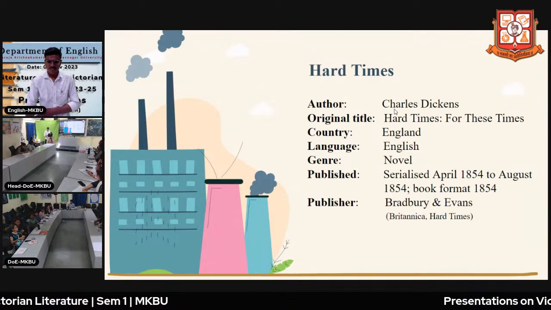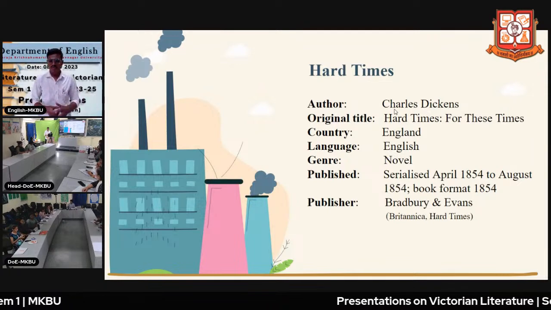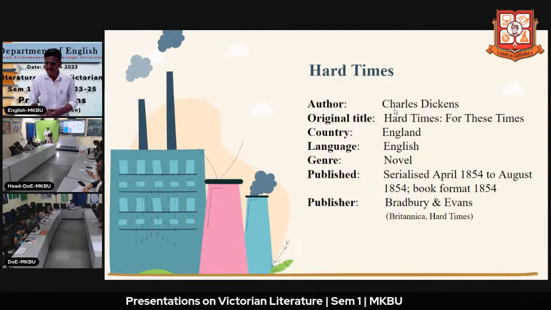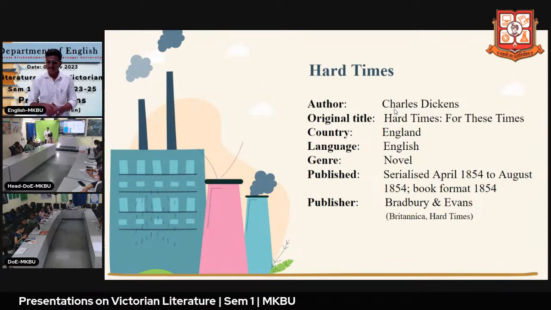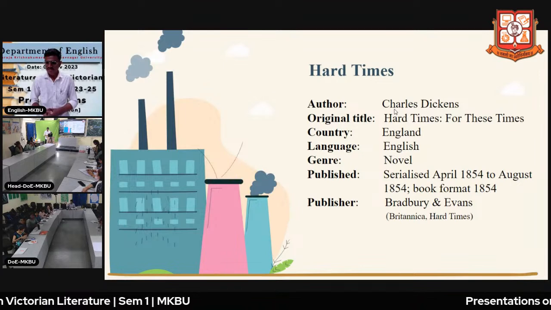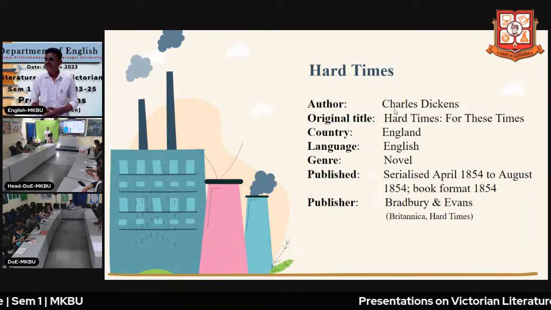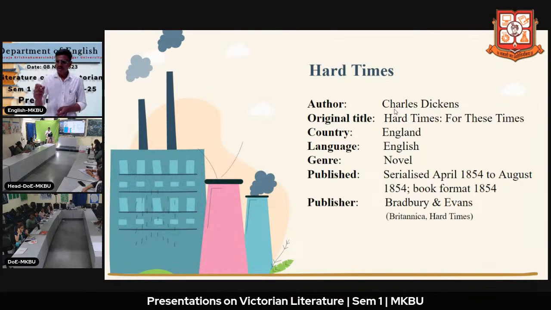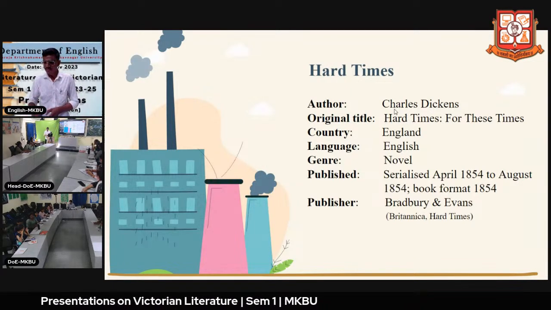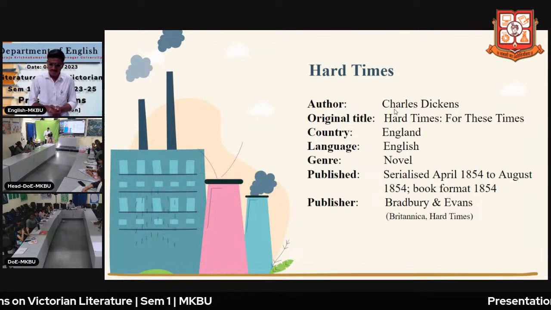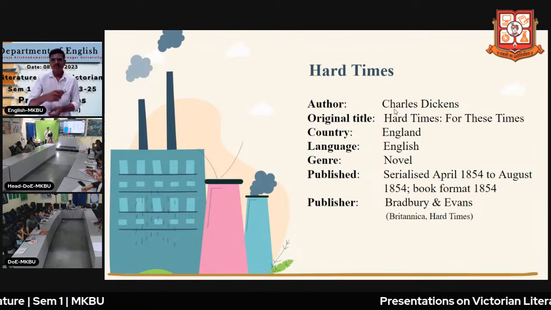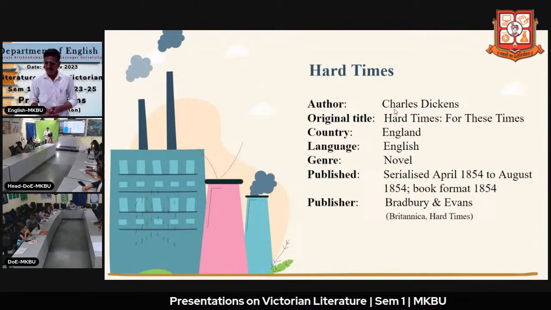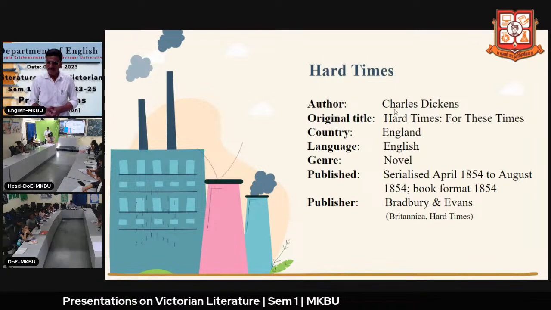Now the Hard Times, our novel, written by Charles Dickens. The original title is Hard Times for These Times. Country: England. Language: English. Genre: novel. It was first published in serialized form from April 1854 to August 1854, and in book format when it was completed in the magazine. The book format was published in 1854. Publisher: Bradbury and Evans.